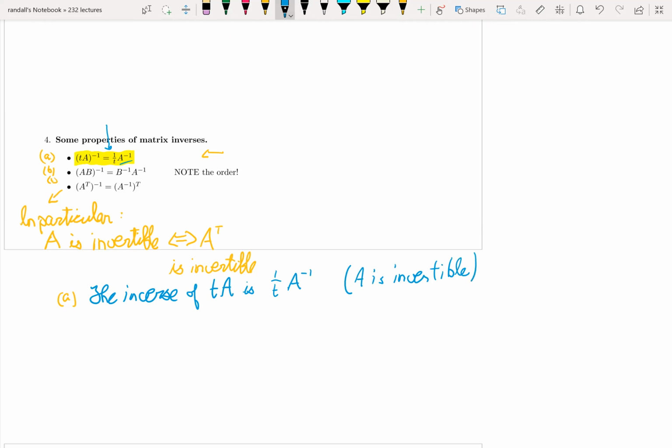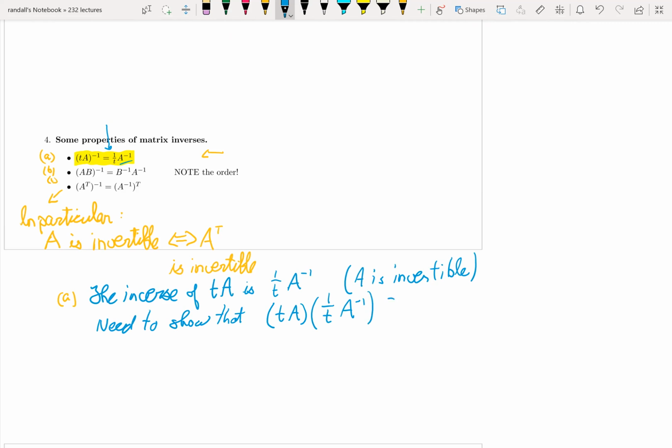All right, so how do we show that? We need to show that if I take this matrix tA and the candidate inverse, so the statement A says that this 1 over t times A inverse matrix, the product is the identity.